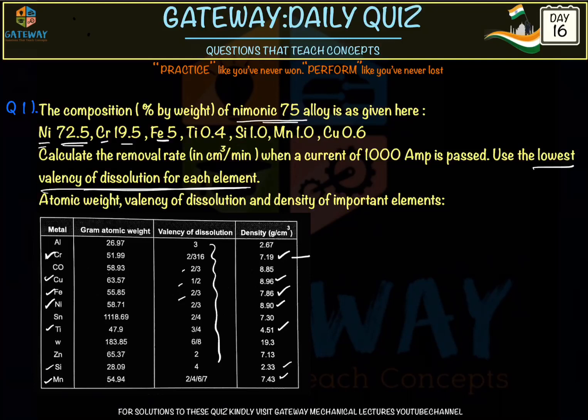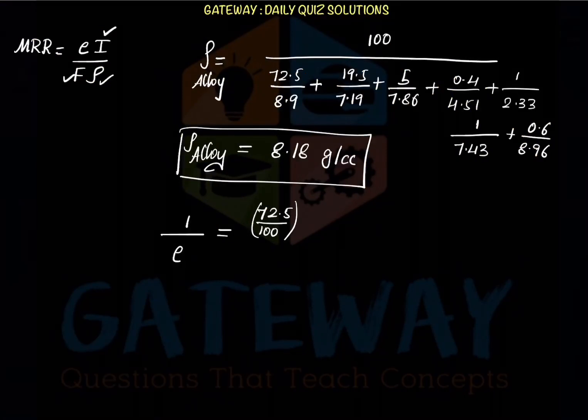For chromium, the least valency is 2, for copper the least valency is 1, for ferrous the least valency is 2, for nickel the least valency is 2, for titanium it is 3, for silicon it is 4, and for manganese it is 2. We'll use all these valencies in the solution. So 72.5% of nickel by 100, into the valency of nickel, the least valence given in the question is 2, upon its atomic weight.